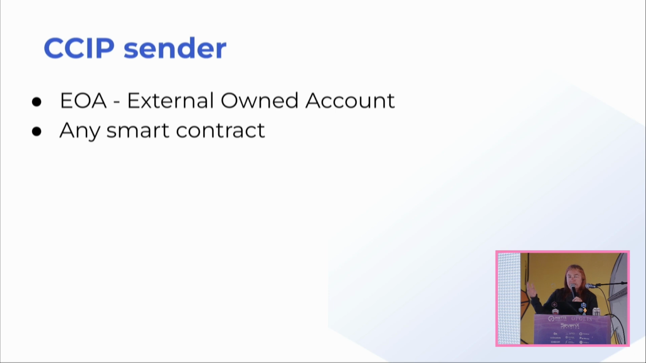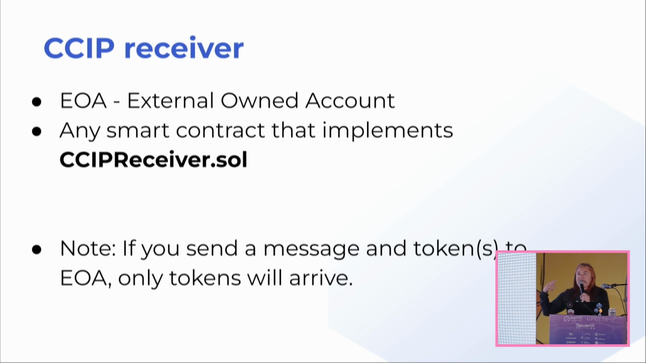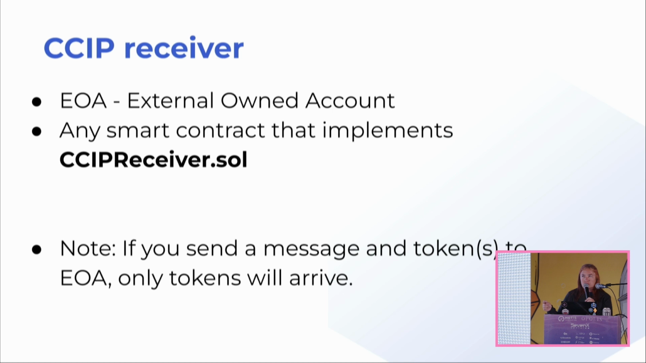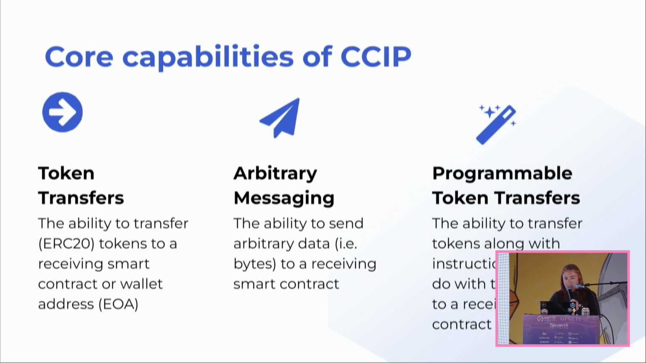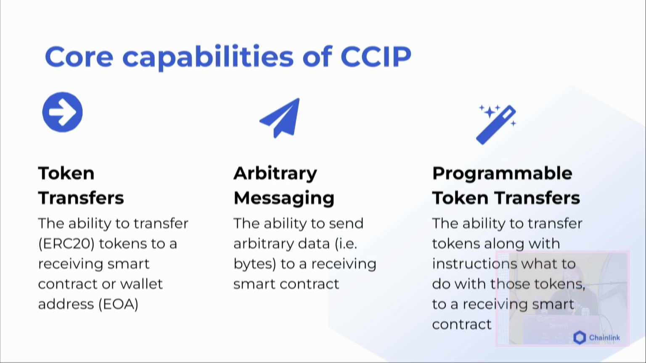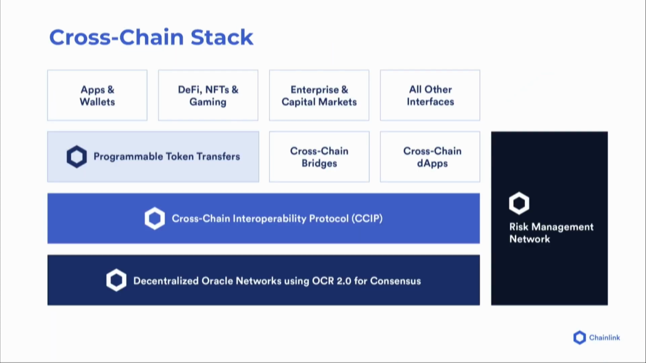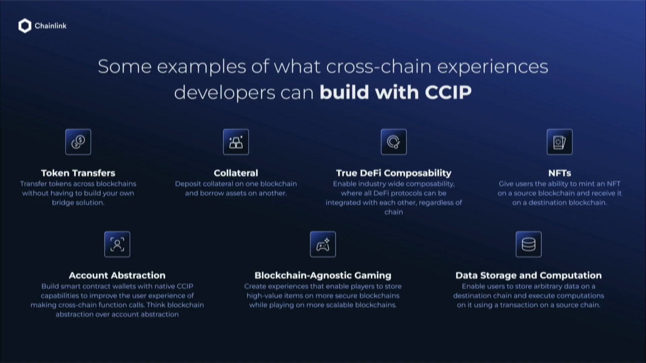The CCIP sender can be you, an external account, or any smart contract. The receiver can be an external account, or if you have messages, information, data, you must have the CCIP receiver inside your contract. Also, I present to you the router. We must have the router. The communication is made between the routers in both chains. And we already talked that we can transfer tokens and messages in different ways. These are some examples that you can do.